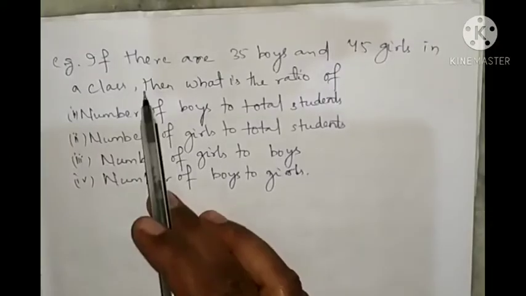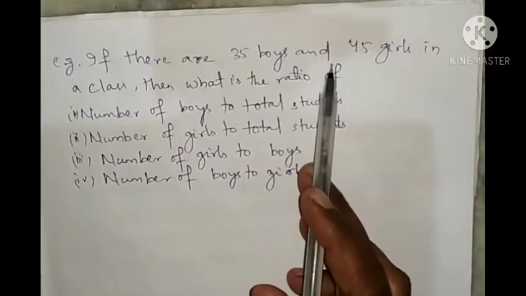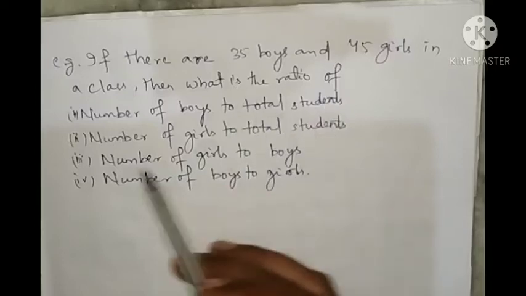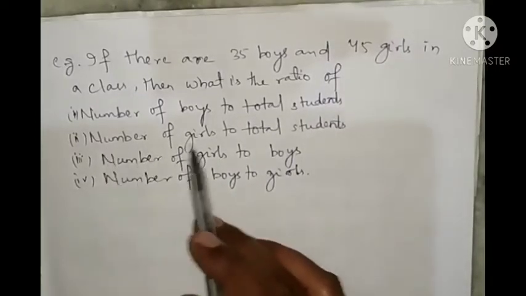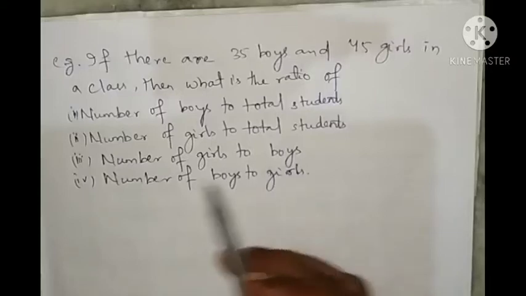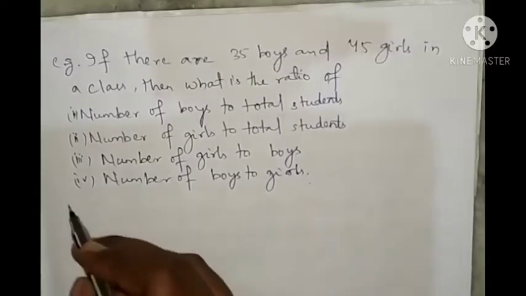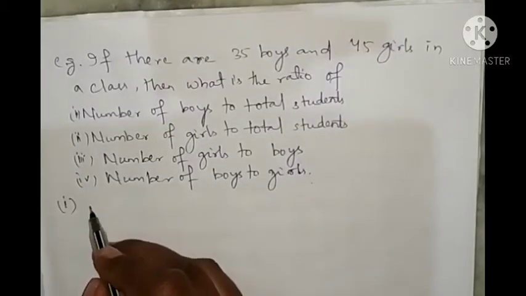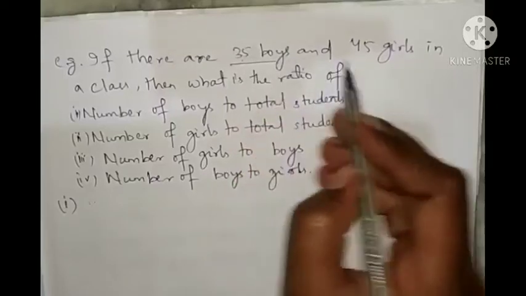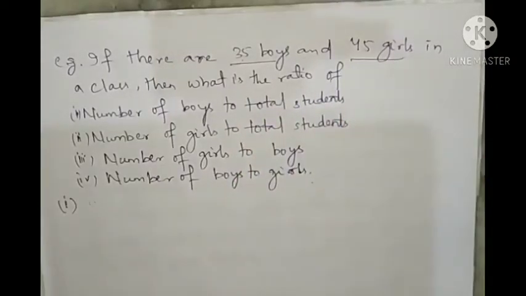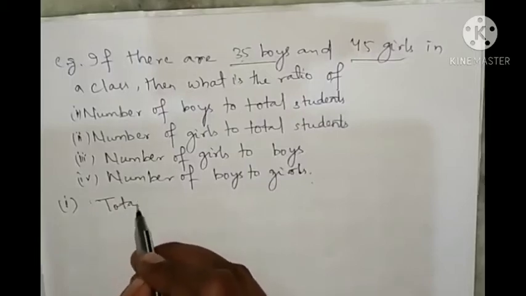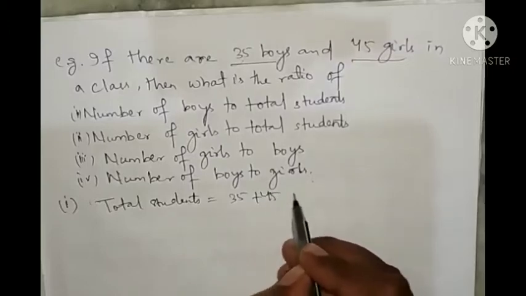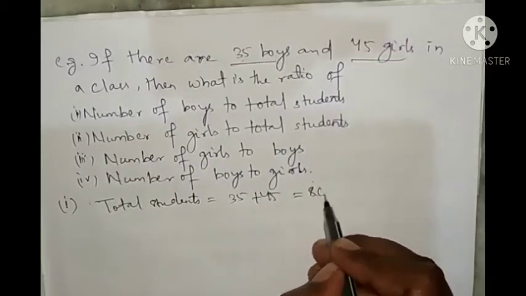Let's see one example. If there are 35 boys and 45 girls in a class, then what is the ratio of number of boys to total students, number of girls to total students, number of girls to boys, number of boys to girls? So let's see. Number 1, number of boys to total students. We are given 35 boys, 45 girls, but not total students. So what will you find? First you will find total students. So total students is how much? 35 plus 45, that is how much? 80.